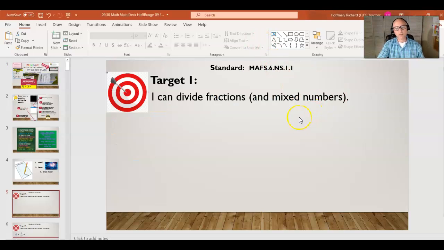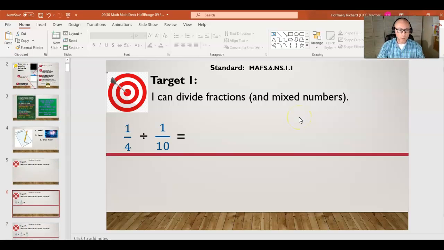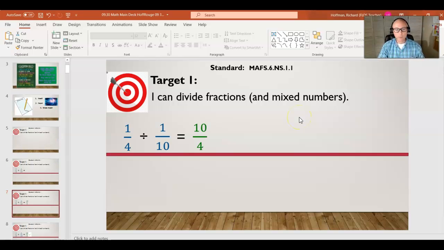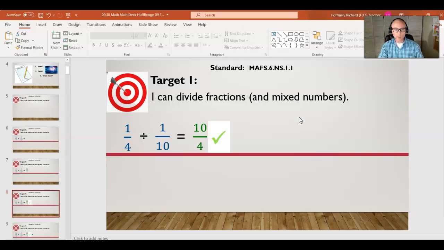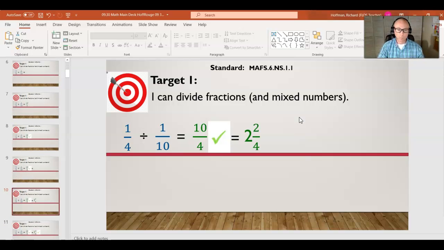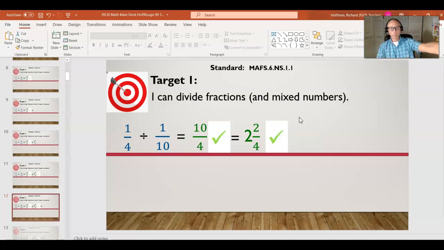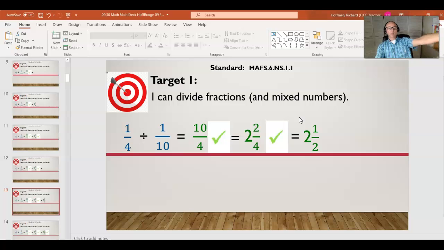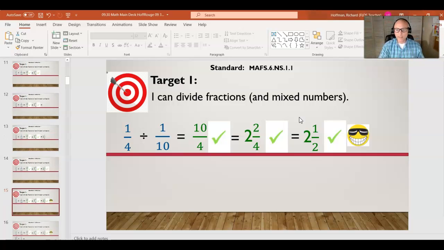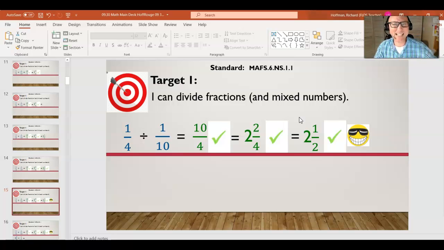I can divide fractions and mixed numbers. Here's an example. You're going to be able to do this. Are we done? Well, that is a valid answer, but you could take it to another level, and you're going to learn to take it to another level like this. Are we done? We can be. We're going to take it to another level. Ready? Let's go. And that's the amount of levels we're going to go right now. That's the level we're going to stop at this moment.